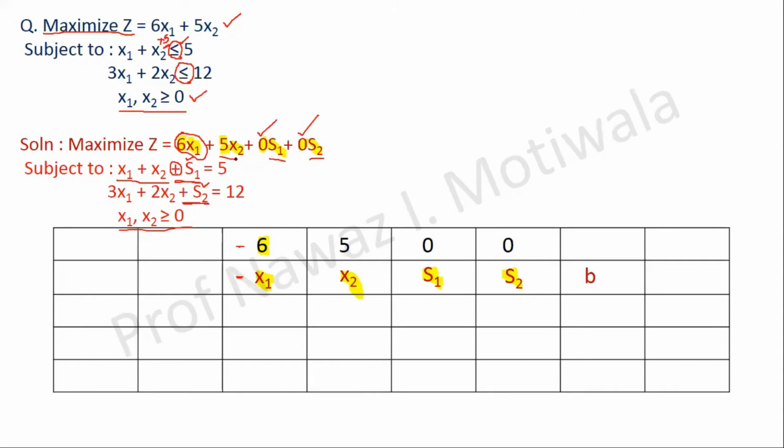Next term is 5x2. It is written in horizontal, you write in vertical. So here I have written 5x2 in vertical manner. The next is 0s1, so I have written 0s1 here in the vertical manner. And last is 0s2, so here I have written it in the vertical manner. Sir, what was that b? B is actually the constant values of the equation.